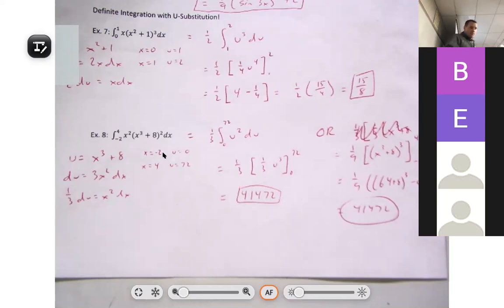There's the answer. You were close to the end. 72 cubed, by the way, is 373,248. You may know that. Nobody knew that? Peter, you didn't know that?